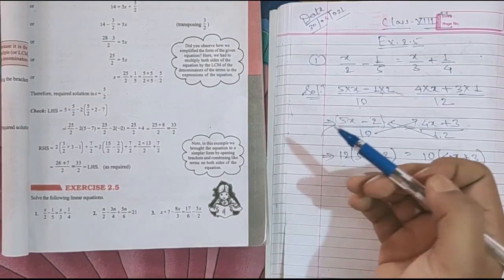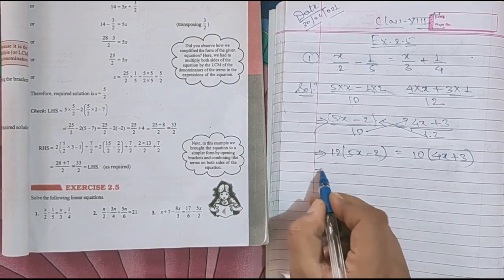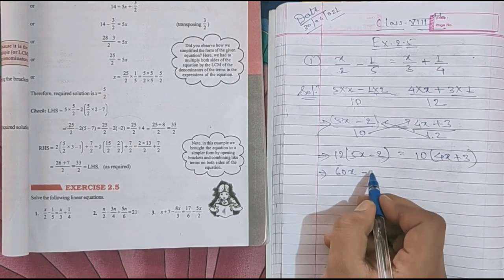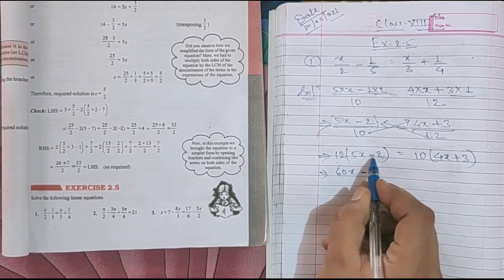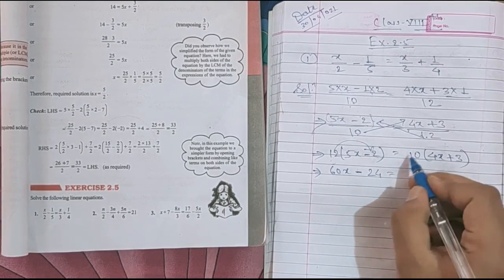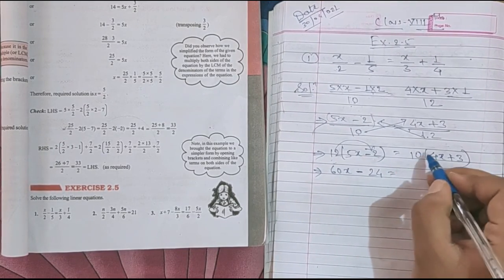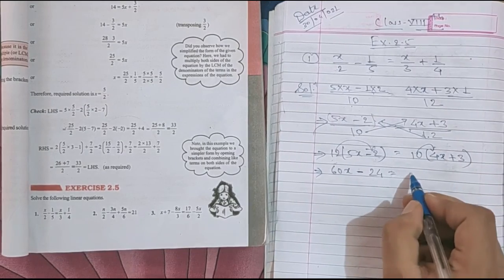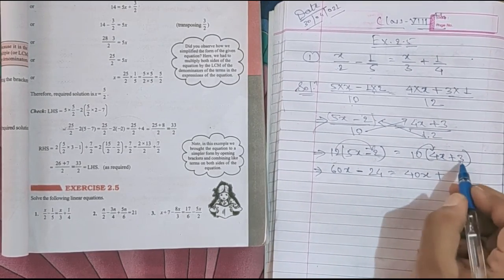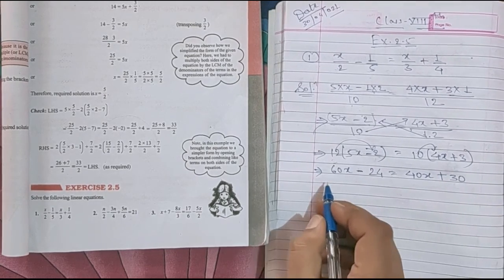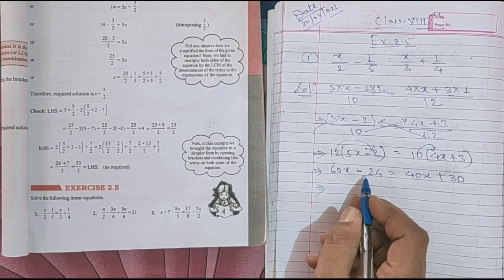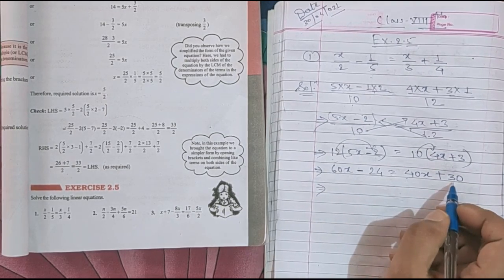Now we have 12 into 5x, that means 60x, minus 12 into 2, that means 24. I wrote minus because there is a minus sign. The equal to sign stays as it is. Now 10 into 4x is 40x, plus 10 times 3 is 30. So we have 60x - 24 = 40x + 30.